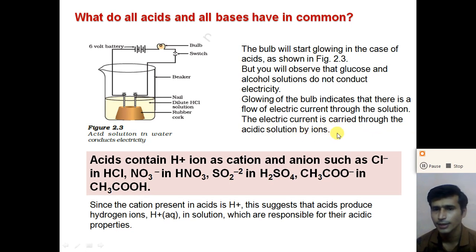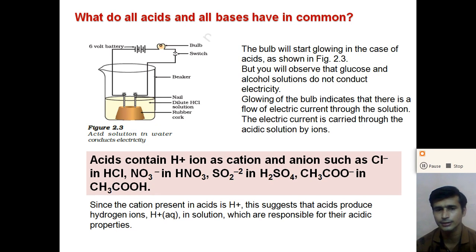The acidic solution contains positive ions as well as negative ions. Due to the presence of these ions, the acidic solution conducts electricity through the positive and the negative ions. So in this activity we can say that the acidic solution conducts electricity, whereas the glucose and the alcohol solutions do not. So we can say that an acid contains positive ions and negative ions.